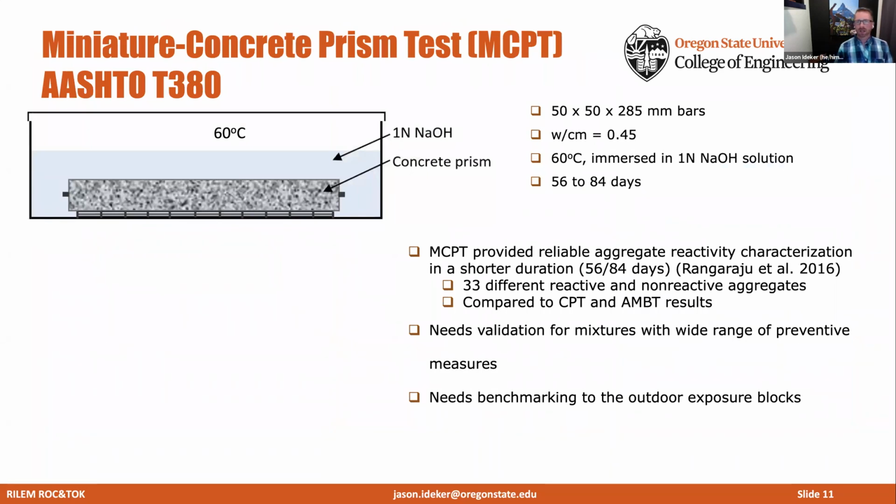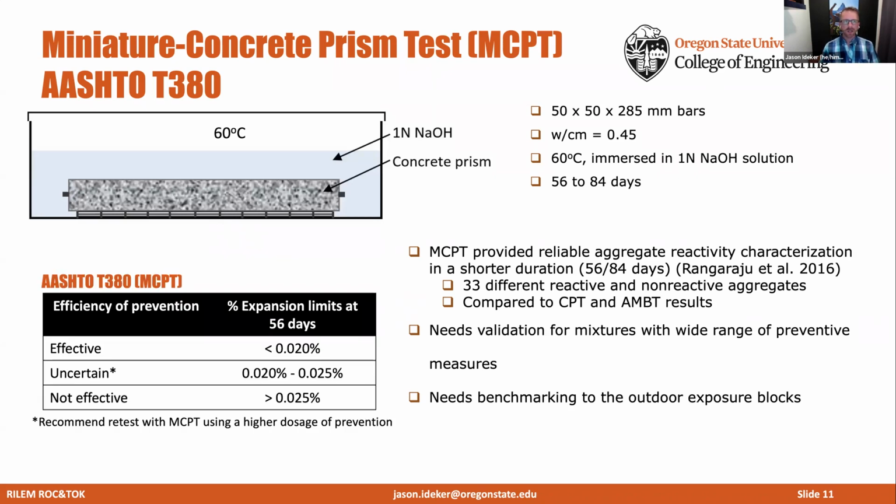A test we've been using lately is fairly new. It's called the miniature concrete prism test. In the US, this is standard AASHTO T380. And this involves casting a 50 by 50 millimeter cross section. So we're between the accelerated mortar bar test and the concrete prism test, but we can actually use a full-size concrete mixture design and normal sized aggregates in this mixture, which is one of the advantages. This is run at 60 degrees Celsius, but those prisms are still submerged in 1 normal sodium hydroxide.